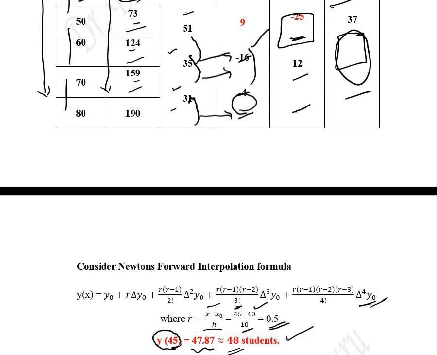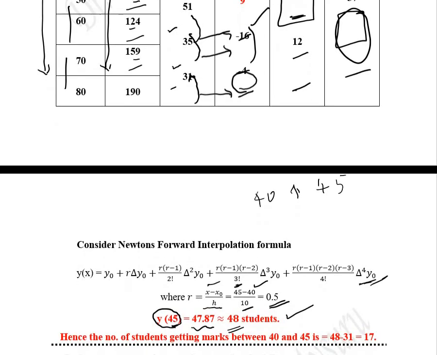But this is not my final answer, because I want to find between 40 and 45. So to get the final answer, the number of students getting marks between 40 and 45 is, first consider the number of students who scored less than 48 minus the number of students who scored less than 40. That gives the number of students who scored between 45 and 40, that is 17 students.